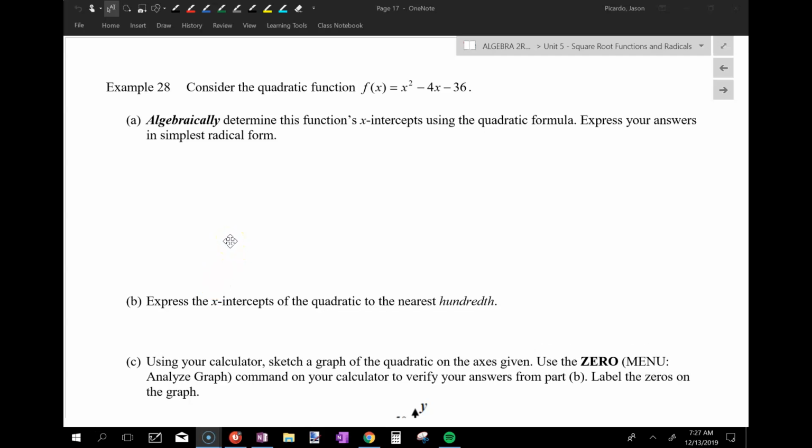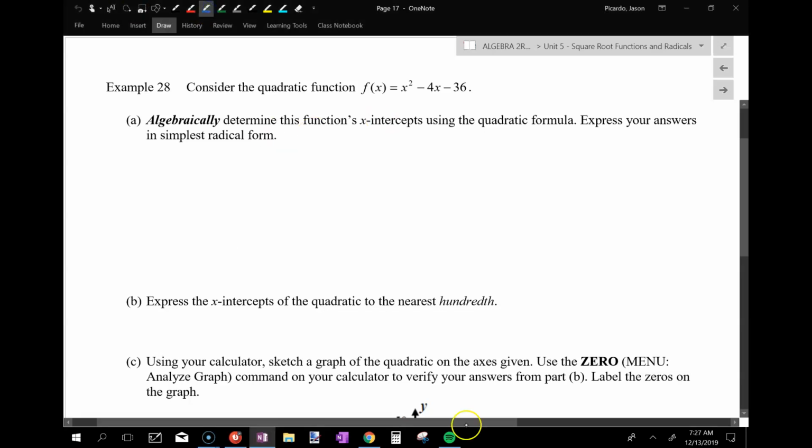All right, guys, so just got to do this one problem and we'll be on our way. Consider the quadratic function f of x equals x squared minus 4x minus 36. It says algebraically determine the function's x-intercepts using the quadratic formula. So anytime we want to find x-intercepts, we're just going to take that function and set it equal to 0, right?